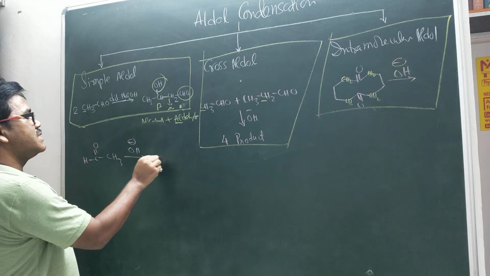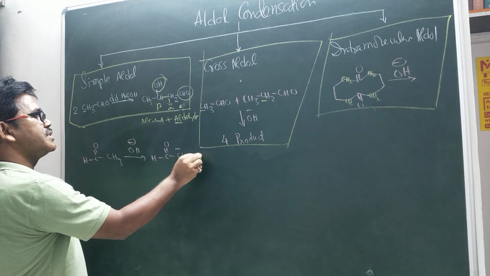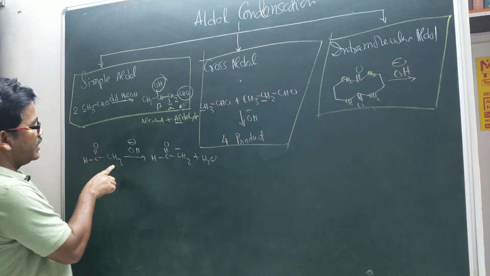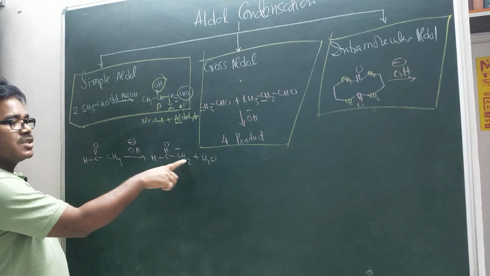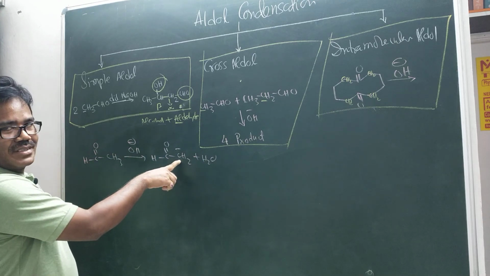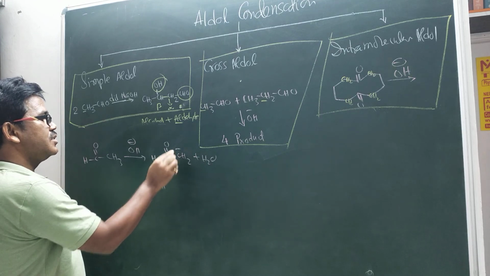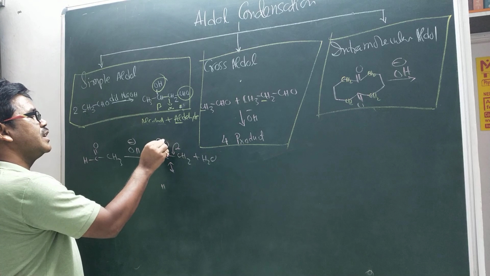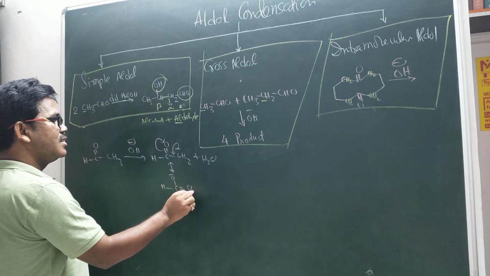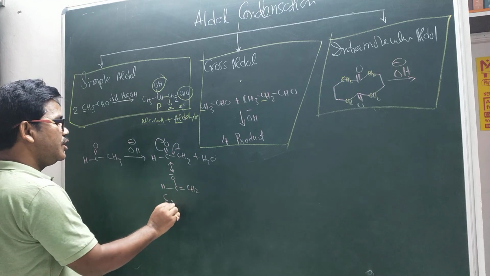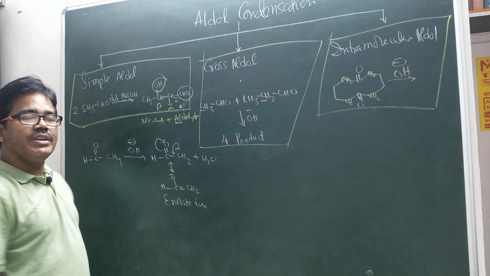After the loss of H plus ions, this is the conjugate base. Alpha hydrogens are acidic. Acid base reaction, this is a salt formation plus water. This conjugate base is resonance stabilized. This negative can form a double bond, this double bond can make it negative. This is called your enolate ion.